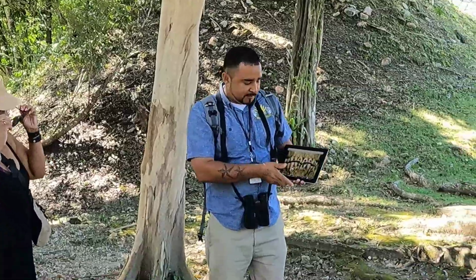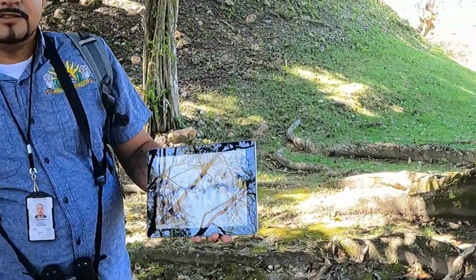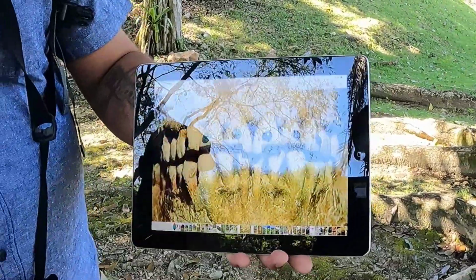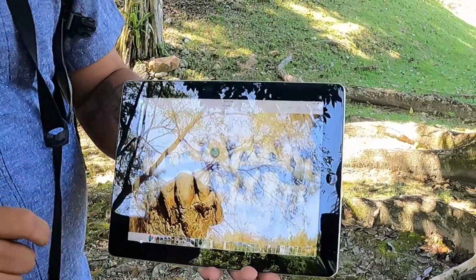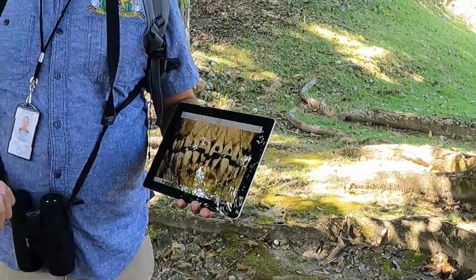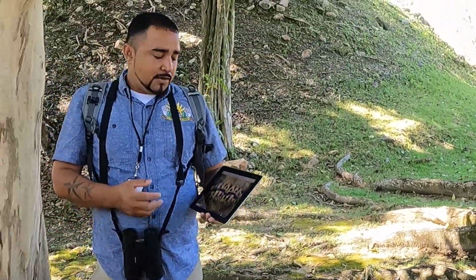Now, this is a perfect example of the inlays. Notice the little jades? It would have been a very painful process, right? I can imagine. I would think so.